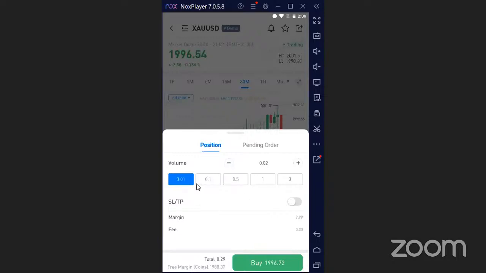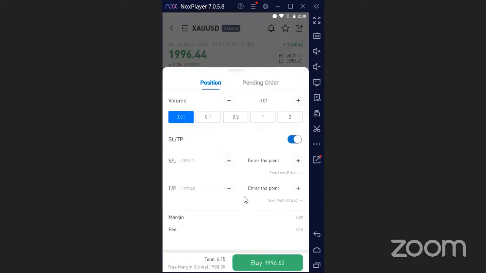Okay, so here you can change your volume to any amount you want. So I'll go back to using 0.01. And this is where you can set your stop loss and your take profit. If you are following a signal, stop loss and take profit are always written as SL and TP. These are commands that you give to your position.